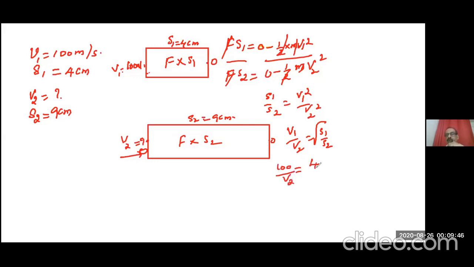S1 is 4 into 10 to the power minus 2. S2 is 9 into 10 to the power minus 2. So we can write here that 100 by V2 is equal to 2 by 3, or V2 is equal to 300 by 2. That matches, isn't it?